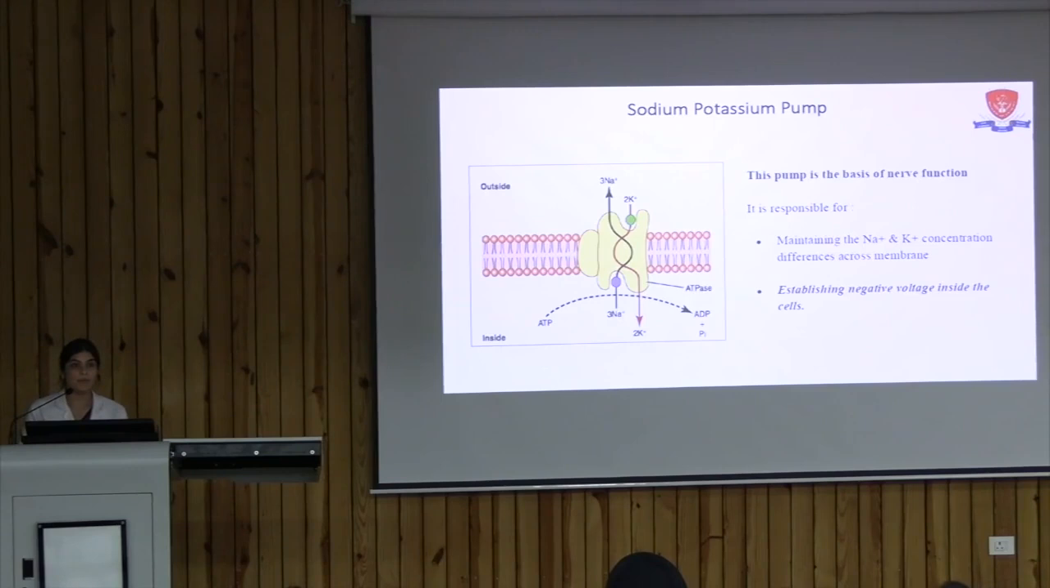Now, resting membrane potential often varies due to osmotic variations that lead to its imbalance. This imbalance is ultimately neutralized by an ATP-driven pump known as the sodium-potassium pump. This pump effluxes 3 sodium ions out of the cell for every 2 potassium ions that are influxed into the cell, which ultimately establishes a negative voltage inside the cell.